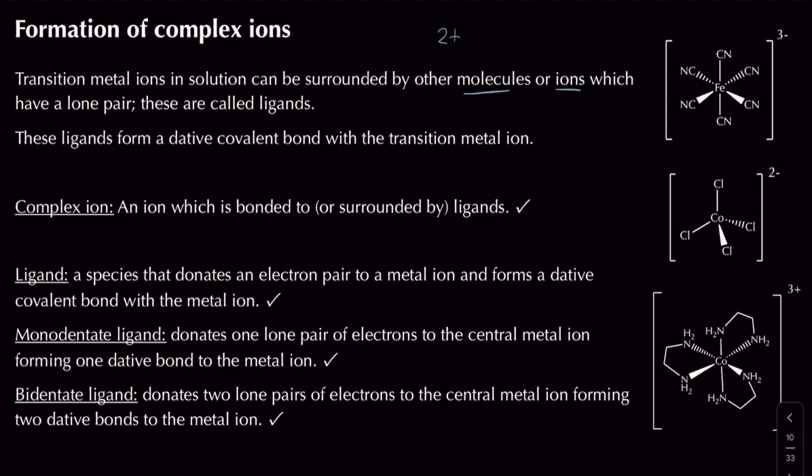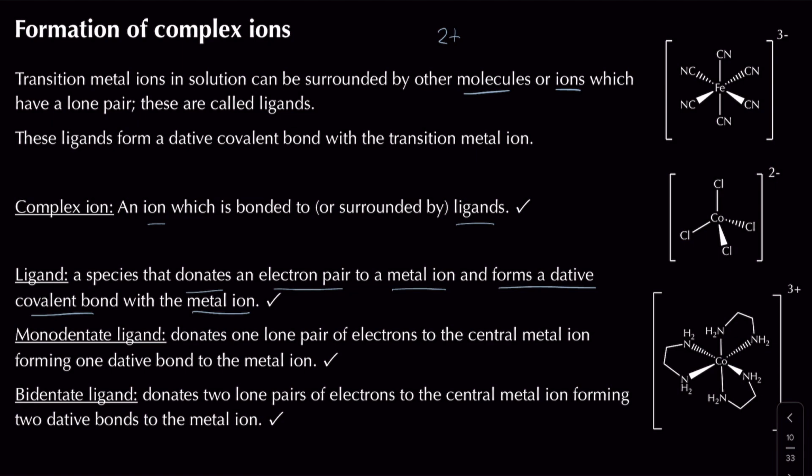Now of course, when we look at our complex ions, we need to be able to define it in the exam, and we say that a complex ion is an ion which is bonded to or surrounded by ligands. Now if you were to define what a ligand is, we say that it is a species that donates an electron pair to a metal ion and forms a dative covalent bond or a coordinate bond with the metal ion itself. Now if you were to think back to module 2, remember what a dative covalent bond is.